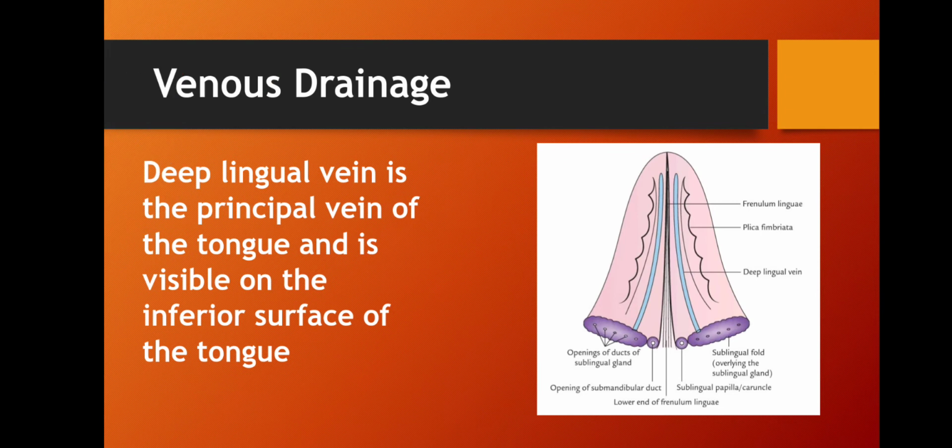Next, venous drainage. See in this picture, this is the inferior surface of the tongue. This inferior surface of the tongue will contain two major veins. Those are the deep lingual veins. These deep lingual veins are the major venous drainage for the tongue. The deep lingual vein is the principal vein of the tongue and it's visible on the inferior surface of the tongue. So this is the venous drainage.